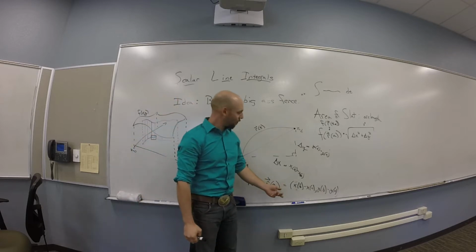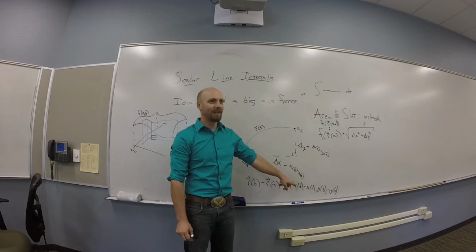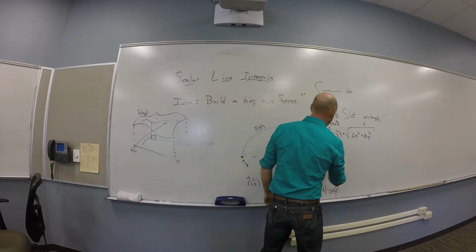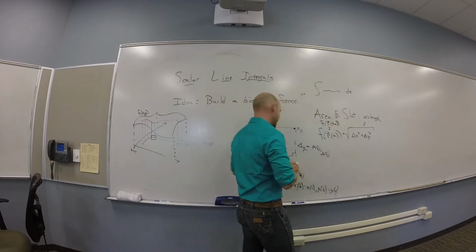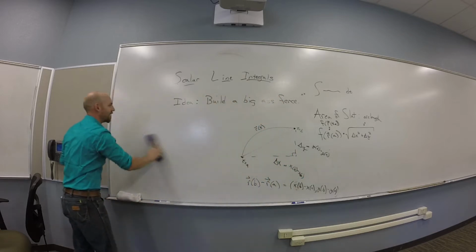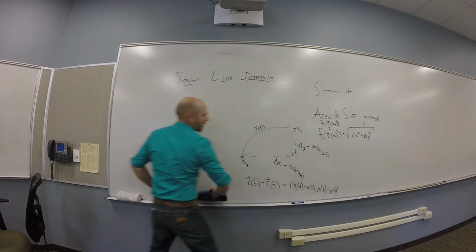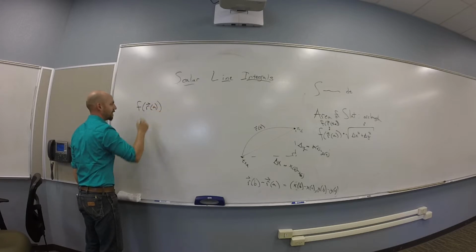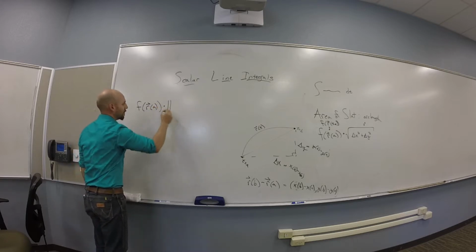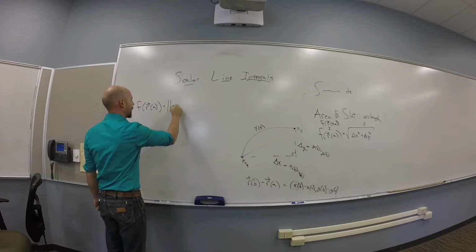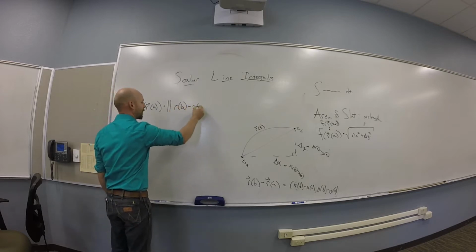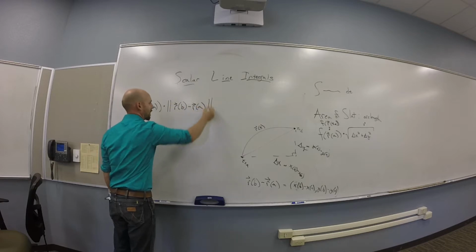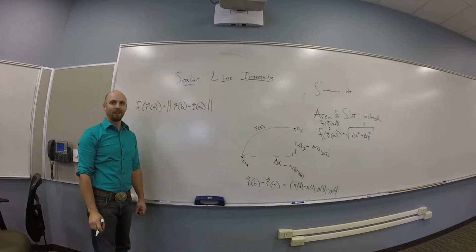So what reason in the world would you have to square sum those? Yeah, that looks like a magnitude, right? You guys see that? So this is actually my slat, right? Pretty quickly I'm running into the idea of f of r of a times the magnitude of r of b minus r of a. You guys with me on that?